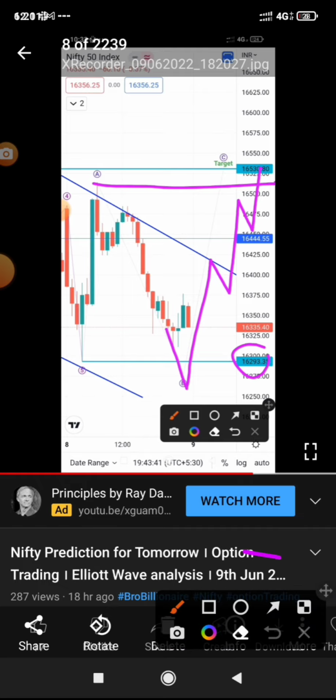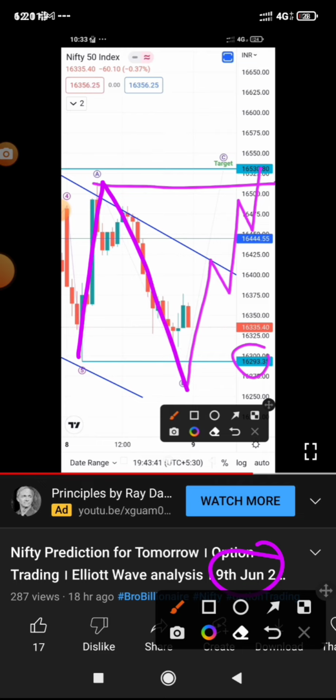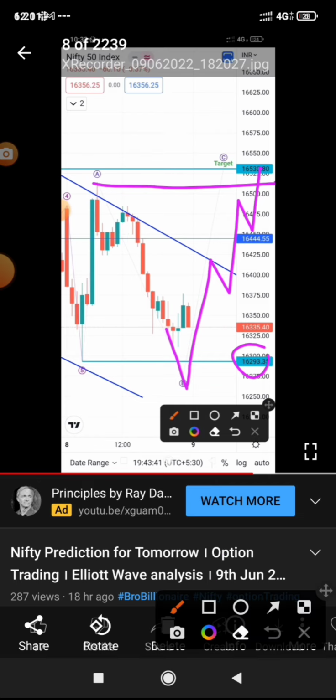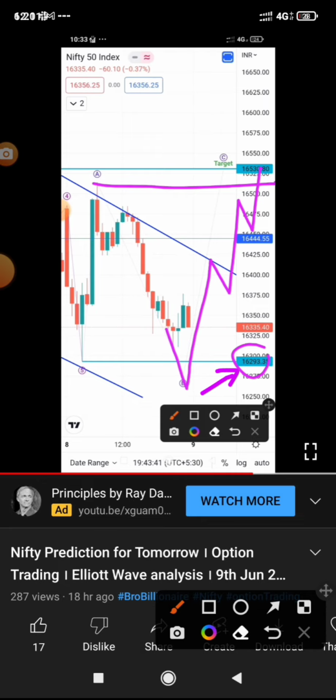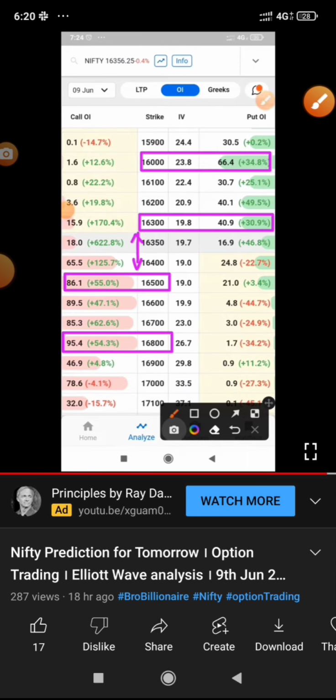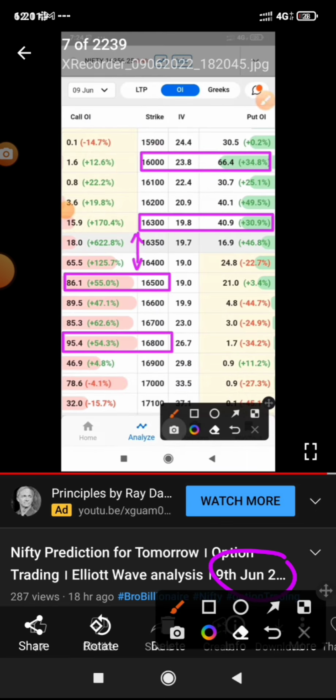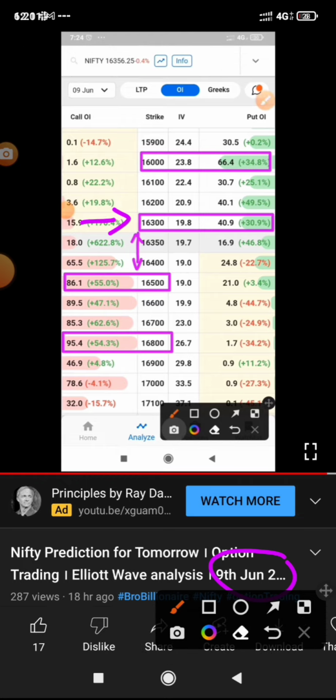In yesterday's Nifty analysis for 9th June 2022, we discussed that Nifty could be in an expanded flat correction and it will move like this. So a similar thing has happened. Nifty opened a gap down below 16,293 and then went on the upside, almost hitting 16,500. Another thing we discussed in yesterday's video was Nifty would be trading in the range of 16,300 to 16,500.